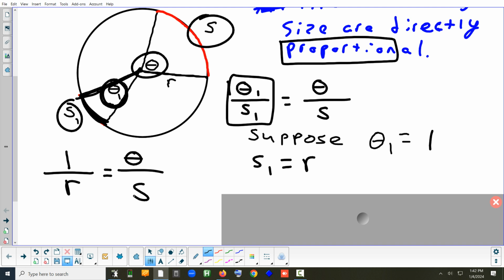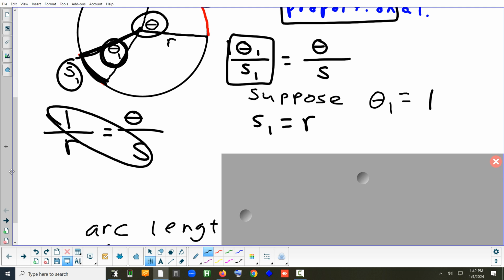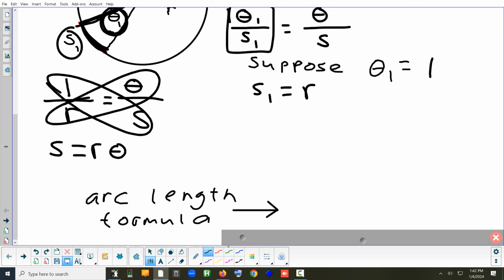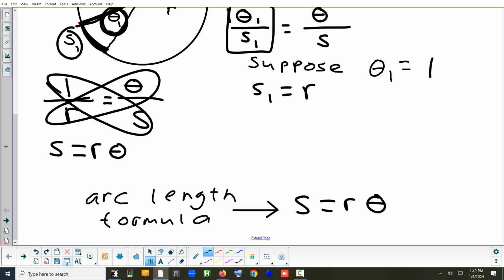How do you solve a proportion? You cross multiply. What's S times 1? S. So S, and then how about R times theta? R theta, just R theta. So that is the formula for finding the length of an arc.